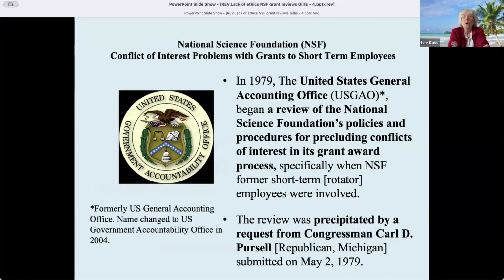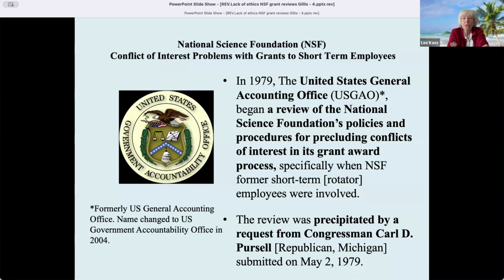These short-term employees are known as rotators. And in 1979, the United States General Accounting Office, which is currently called the U.S. Government Accountability Office, began a review of the National Science Foundation's policies and procedures for precluding conflicts of interest in its grant award process, specifically when NSF former short-term rotator employees were involved.